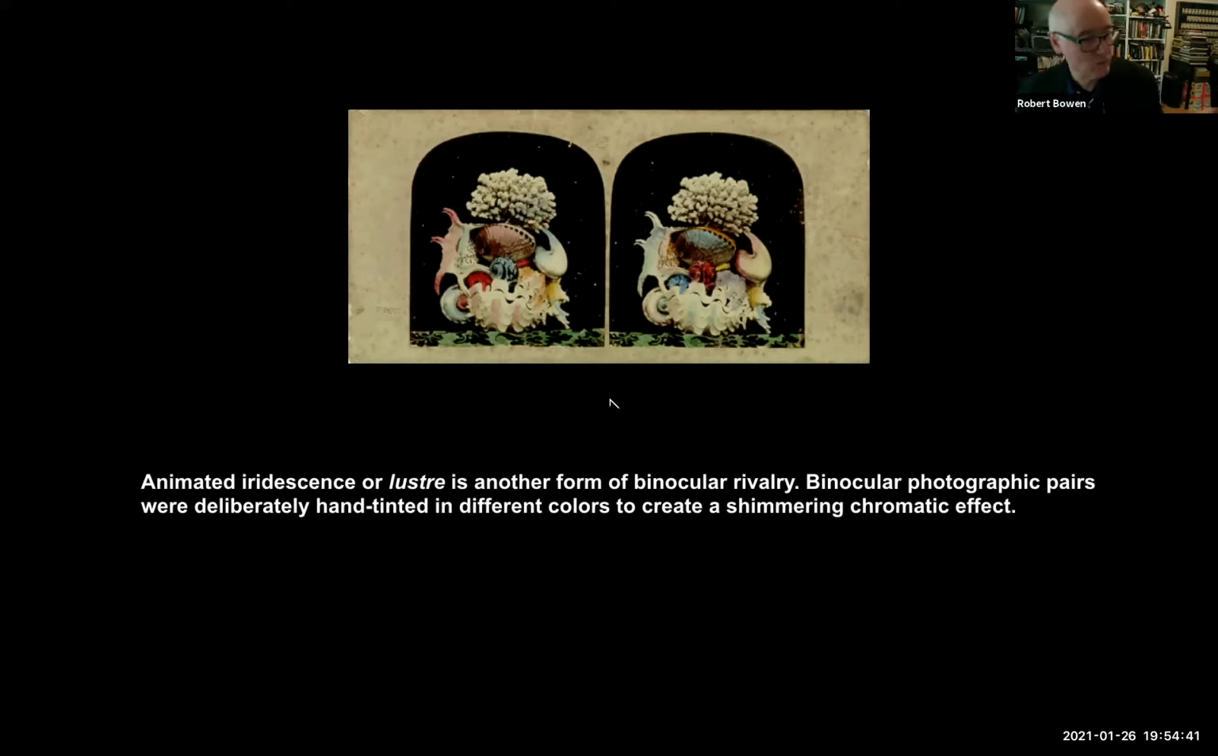And the reason is when you do a stereoscopic fusion of these two images, the color kind of pulses and creates a kind of shimmer, which is known as luster. But it's a deliberate 19th century form of animation.